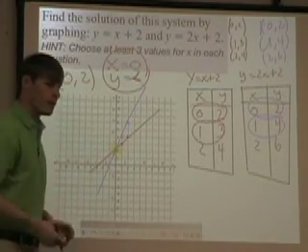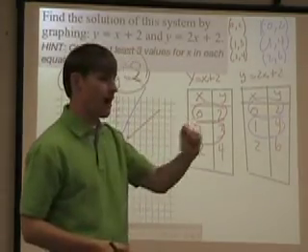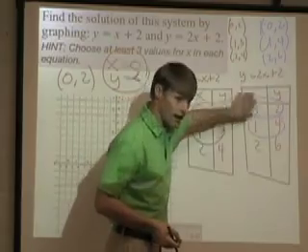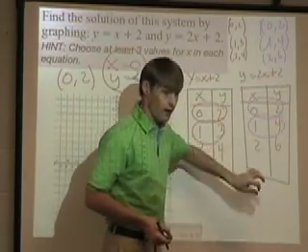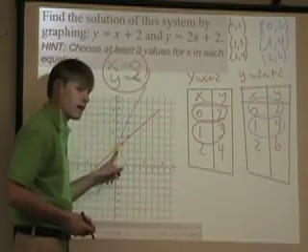So let's review. Today we learned how to find the solution to a system of equations by graphing using tables. Remember, the solution to a system of equations is where the two equations intersect.